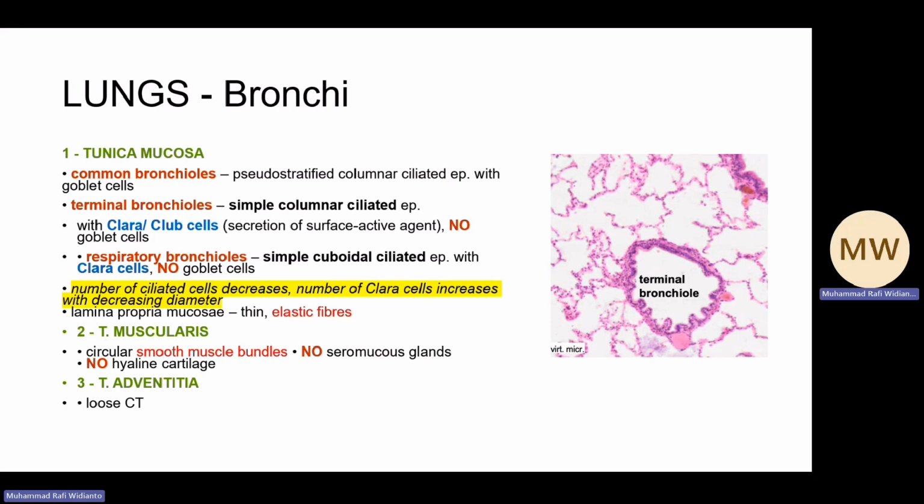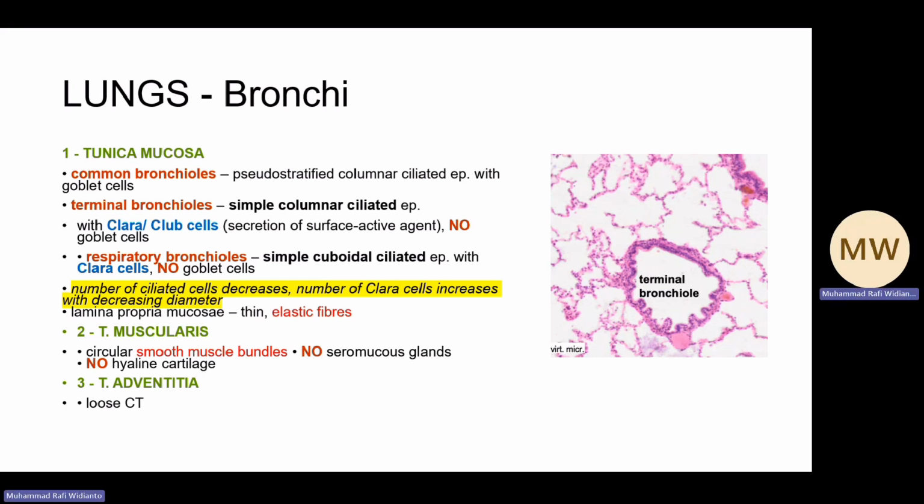However, something interesting is that it contains the Clara or club cells, which secrete a surface active agent, also known as surfactant. But I will explain why this is very important in the future slides and why some people get confused with another thing. But also most important is that the terminal bronchioles do not contain goblet cells. Same with the respiratory bronchiole, sorry. However, its epithelium will be further degraded down into simple cuboidal ciliated epithelium.